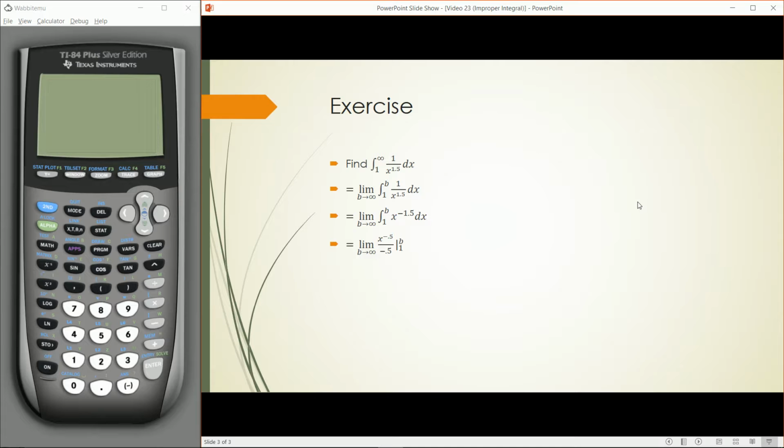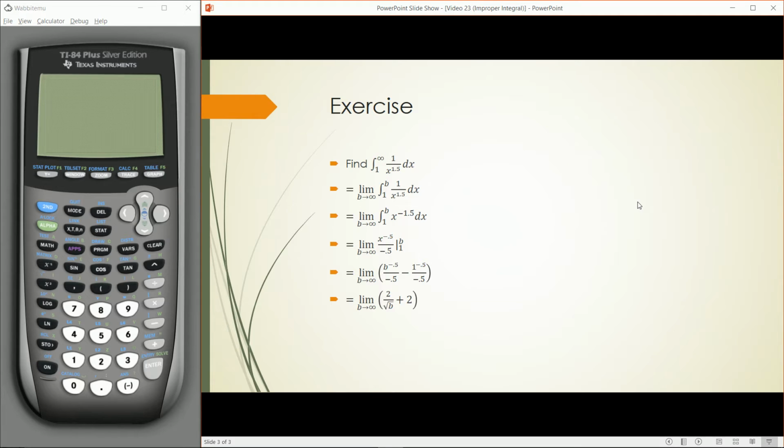Now don't forget, you need the 1 and the b to be the bounds of integration after you've done the integral. Plug the values in. And then you get something like this. All right. Now, the limit is still going to infinity.